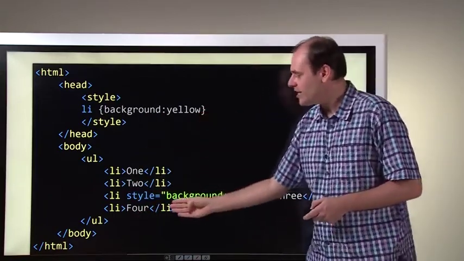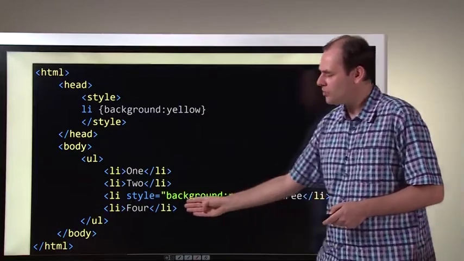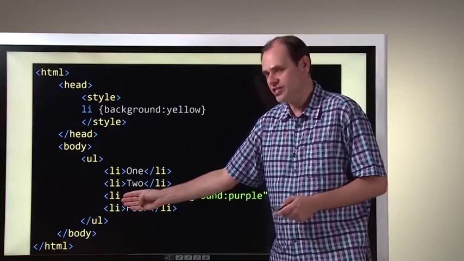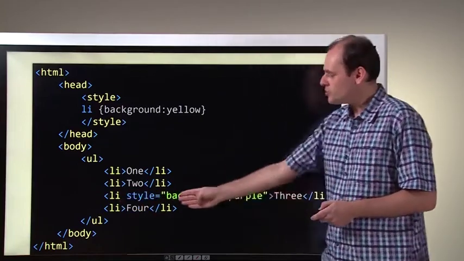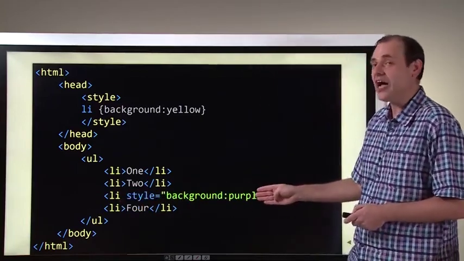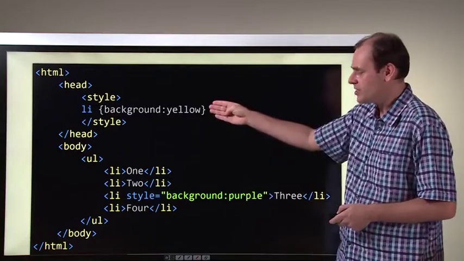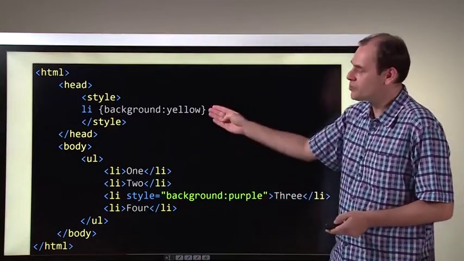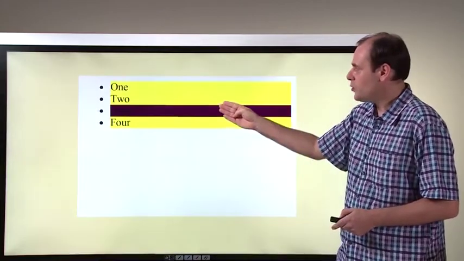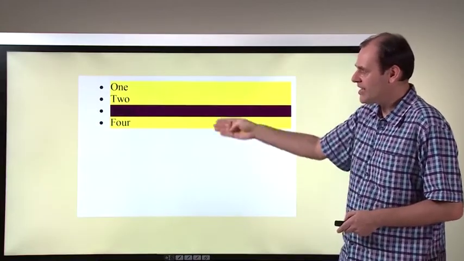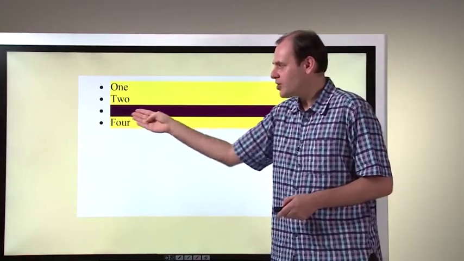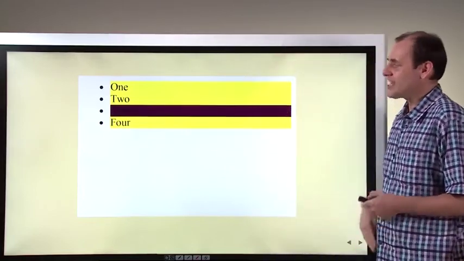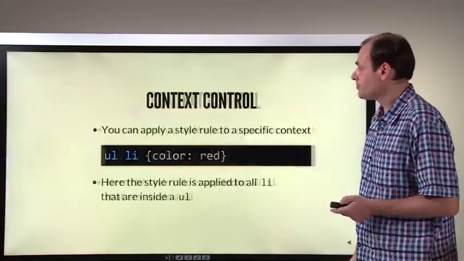However, down here we said, no, I want to apply this inline style to the 3rd list item. Because we've said this is a higher priority than this, this one will indeed be in purple and all the others will be in yellow. So we get a result like this. Yellow, yellow, yellow, but then we said inline style for the third list item, so it's purple. It has a higher priority.